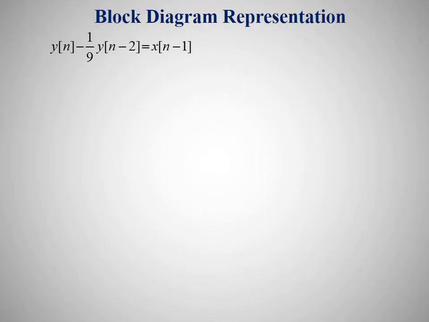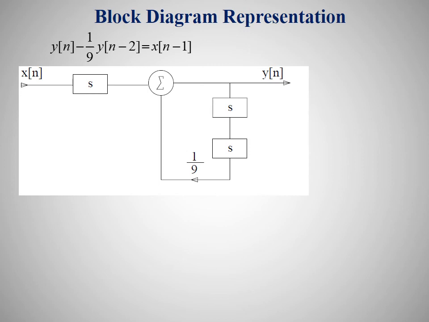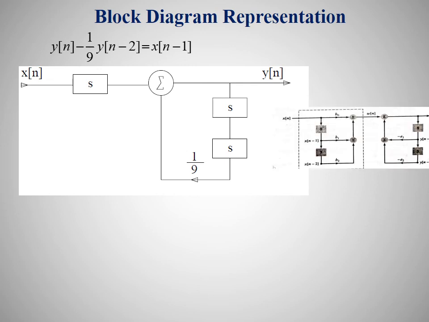Let us consider the second problem. y of n minus 1 by 9 y of n minus 2 is equal to x of n minus 1. This is a problem which is suitable for the first type of block diagram representation, hence only this has been shown. Let us go on to consider what is going to be the representation.